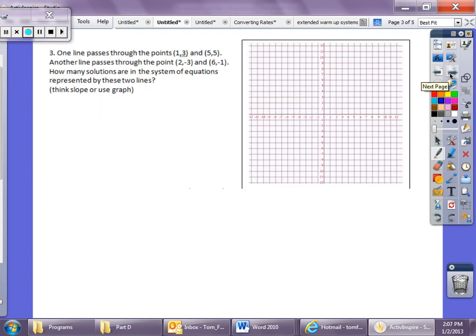When we look at question 3, it says one line passes through points (1, 3) and (5, 5). Well, if I go plot those 2 points, (1, 3) and (5, 5). So 1, 2, 1, 2.